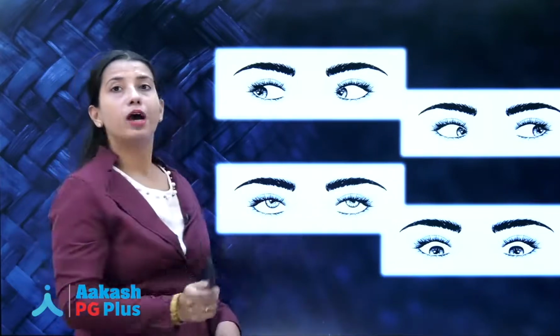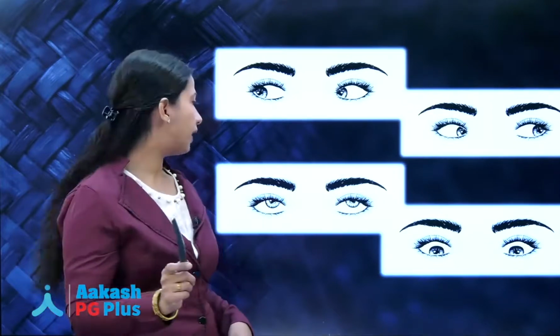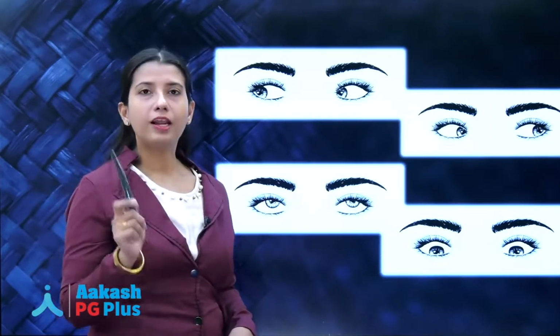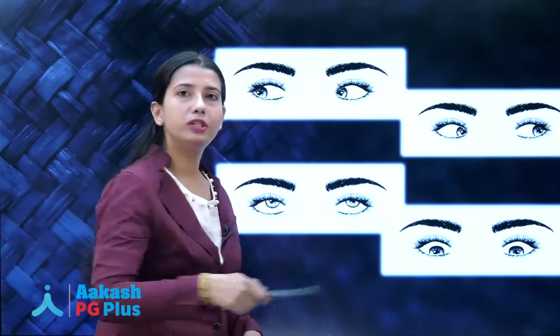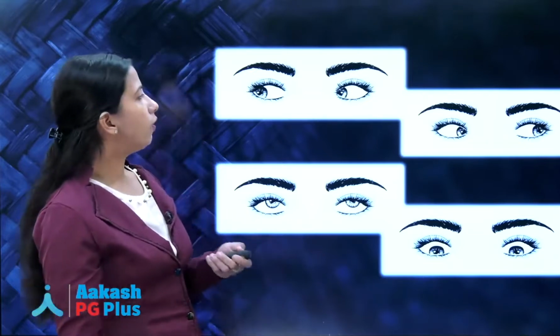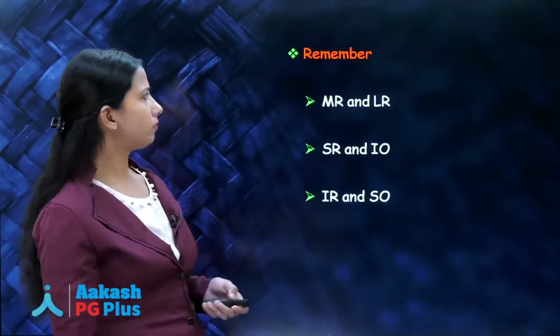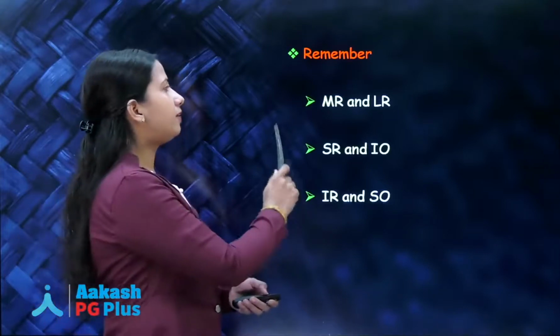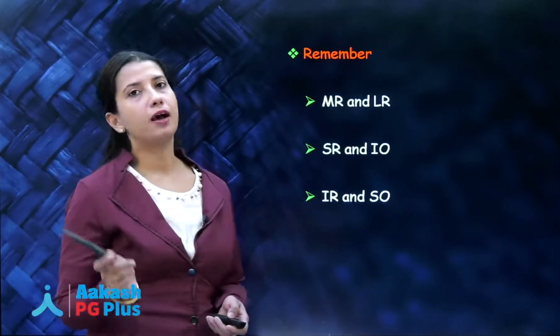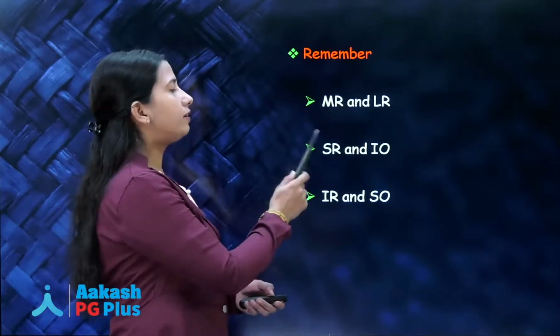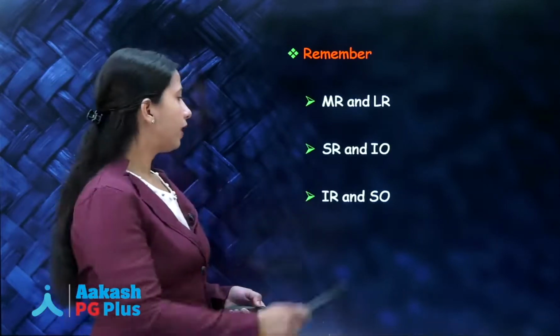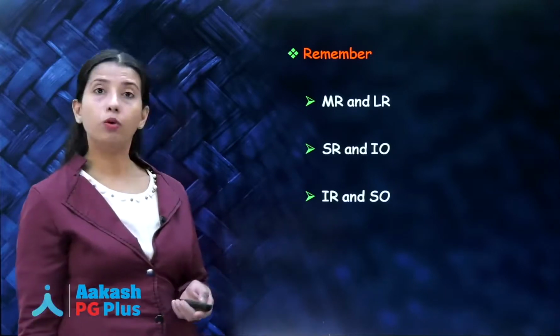Similarly, when we are looking upwards, both the eyes are going up. Now that is done by superior rectus muscle and inferior oblique muscles of both the eyes. When we look down, both the eyes are going down. That is facilitated by inferior rectus and superior oblique. So now it becomes simpler. You have to remember, medial rectus and lateral rectus of opposite eye work together. Superior rectus and inferior oblique work together. And inferior rectus and superior oblique work together.